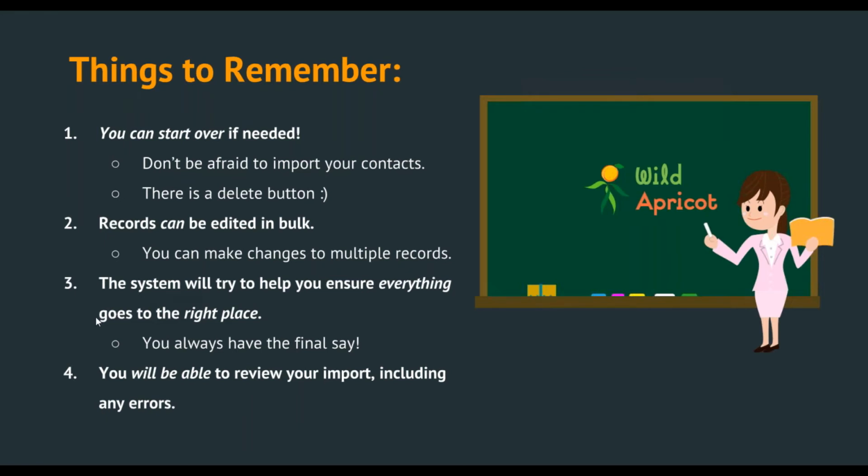And of course, you'll be able to review any imports you do, including any errors. So if something did go amiss and the system wasn't sure what to do with a piece of information, it will tell you exactly which piece of information it was having difficulty reconciling. And that's really going to help you to go about fixing it and making sure that everything goes well and swimmingly the second time around.